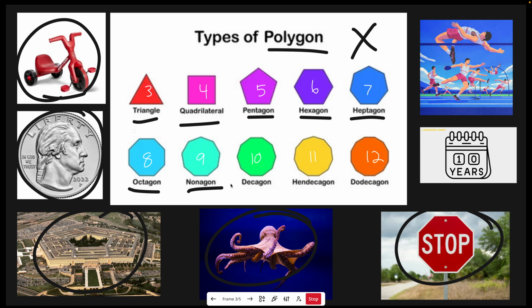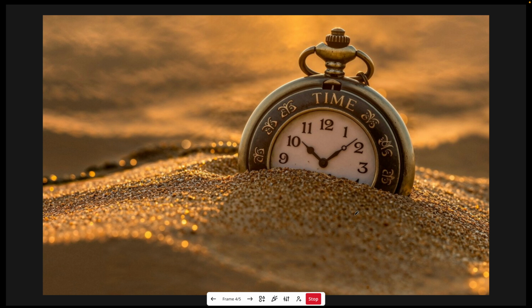Nonagon sounds like the word 9, right? It starts with an N, so nonagon, 9 sides. For a decagon, you can remember that a decade has 10 years, or if you know what a decathlon is, a decathlon has 10 events. And then hendecagon and dodecagon, these are ones that I just memorize.